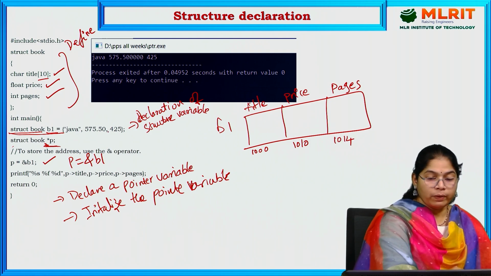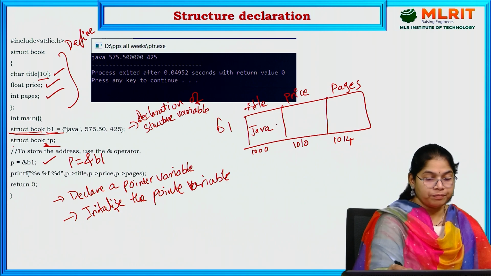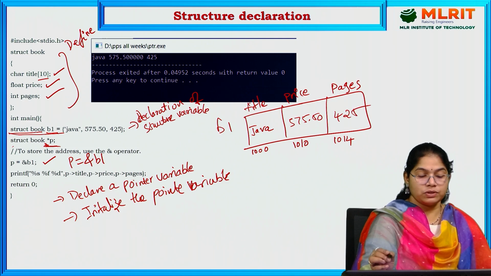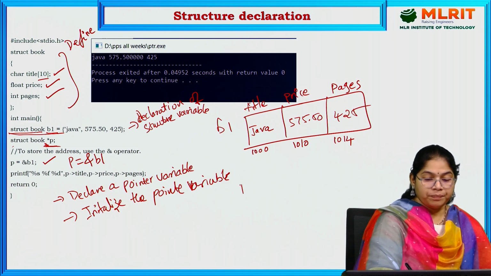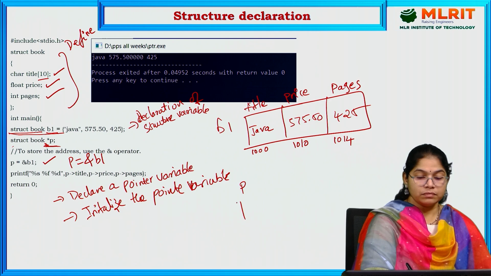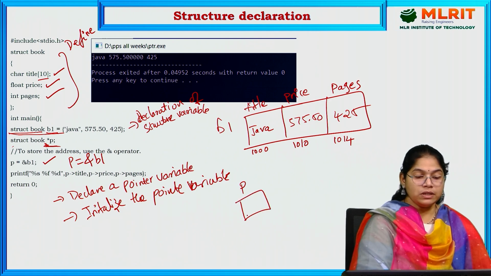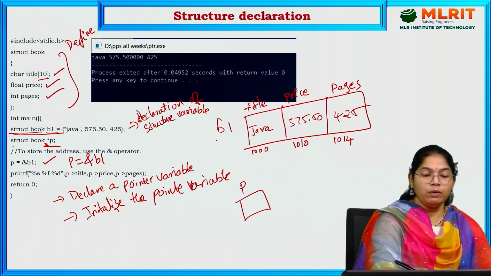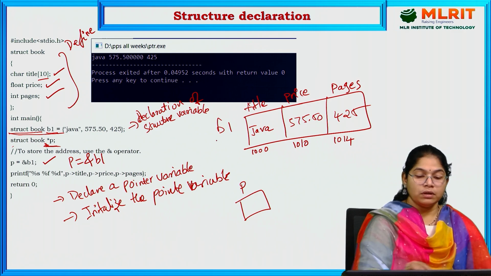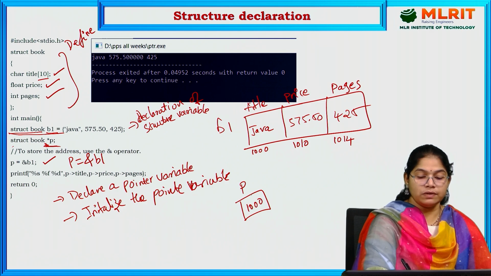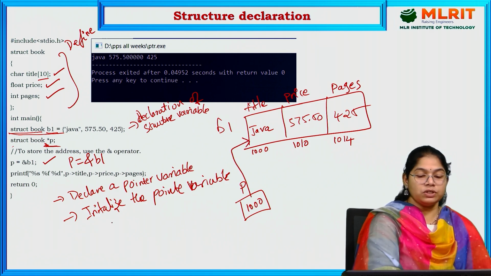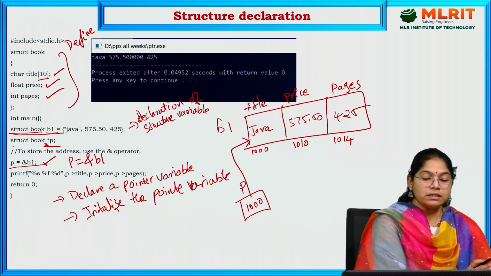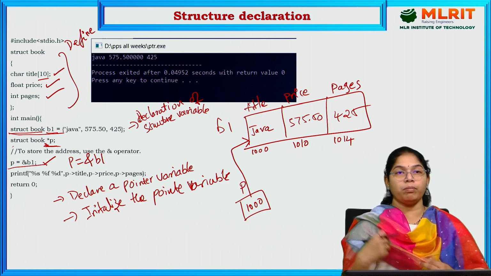Here I provided the values at compile time, 425 pages. Now we have p here. What is p doing? p is holding the address of b1, where b1 is the variable of struct book. So it stores the base address and is pointing to it. So we initialized the pointer variable, then access the members of the structure using a pointer.